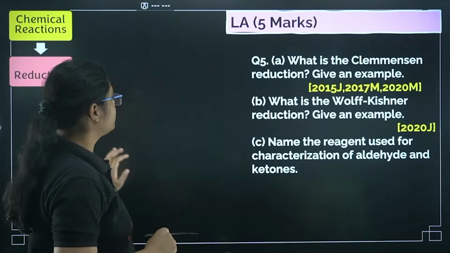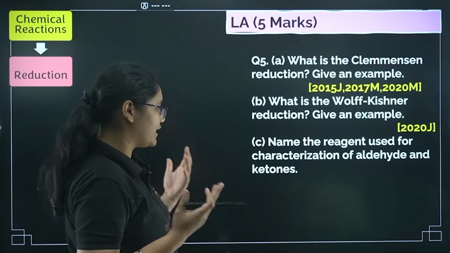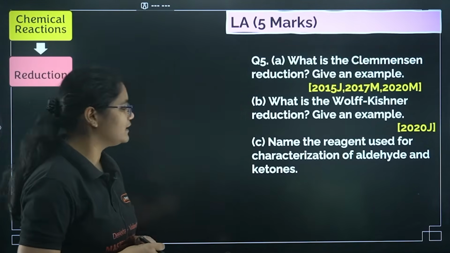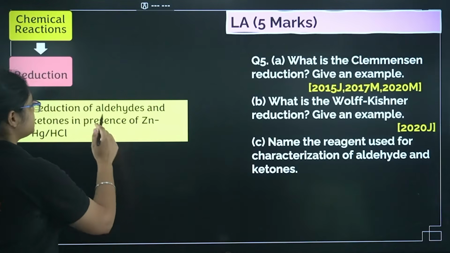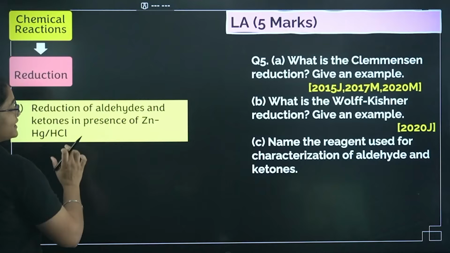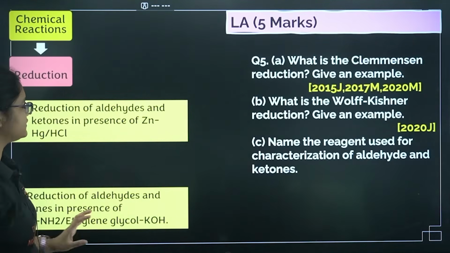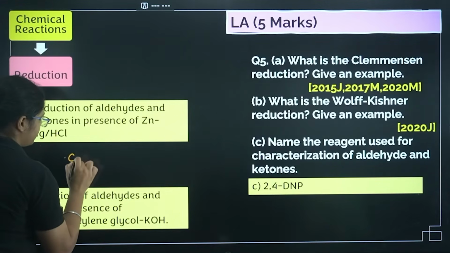Okay. Moving to the next question, what is Clemmensen reduction? Give an example. Wolff-Kishner reaction, give an example. Name the reagent used for the characterization of aldehydes and ketones. So first of all, Clemmensen reaction is the reduction of aldehydes and ketones in presence of Zn-Hg and HCl. Okay, and then you have what is Wolff-Kishner reduction? So I'll just give you the example of one reaction here.